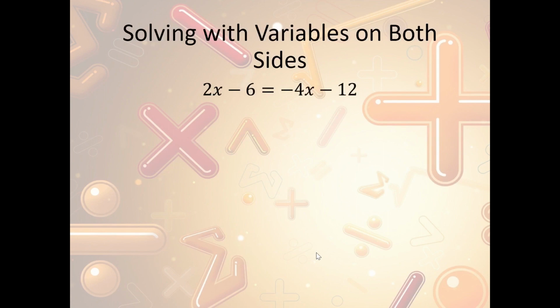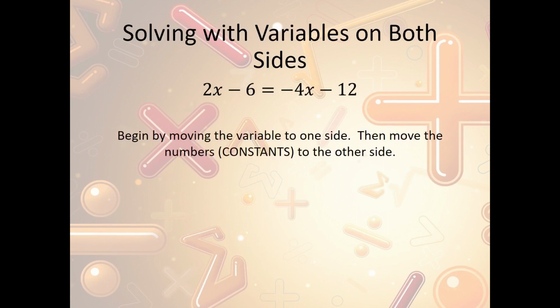Now what if I have variables on both sides? Well, if we have variables on both sides, we're going to move all the variables to one side and all the constants to the other side. So we're going to group these together. We can see that we have a 2x and a negative 4x. Those are my variables. And I have a negative 6 and a negative 12. Those are my constants. So I could move this 2x to the other side, or I could move the negative 4x to this side. I'm going to move the negative 4x because that'll keep it positive.